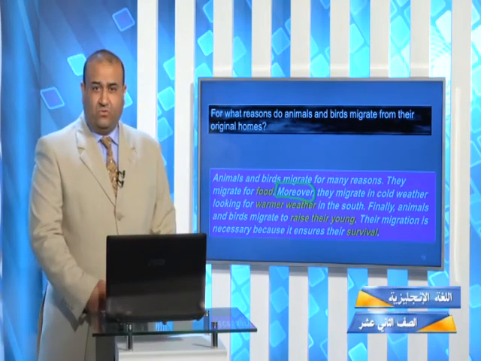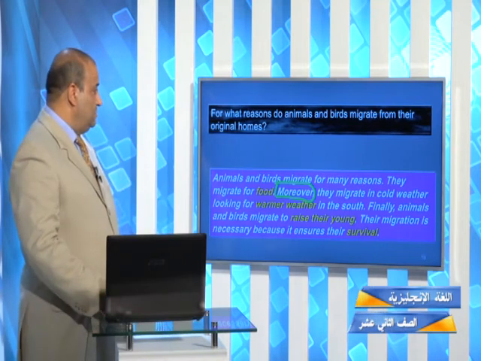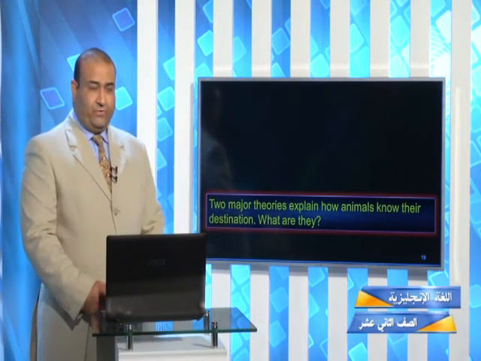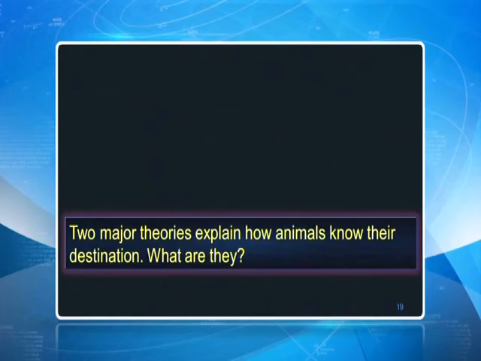Now let's move to the fourth question. Two major theories explain how animals know their destination. What are they? So here we are going to talk about two theories that scientists proposed, okay, and try to help us to understand this phenomenon of the animals and the birds, how they can move from one place to another and go back to their homeland.